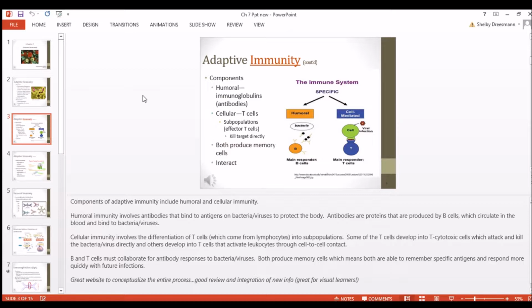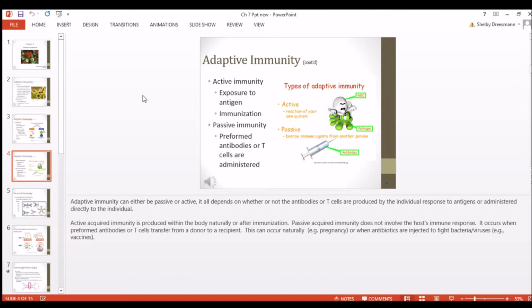Okay, so B cells are produced by antibodies. T cells are cytotoxic T cells that kill. They're the frontline guys, like the frontline Marines. They're the actual fighters. They're fighting face to face with the bad guys.